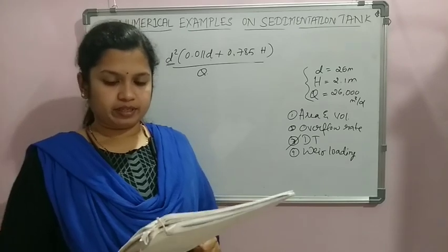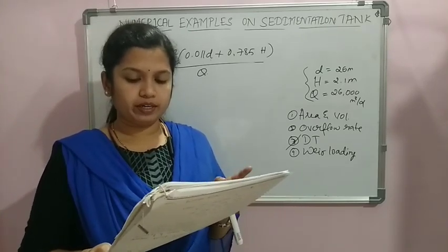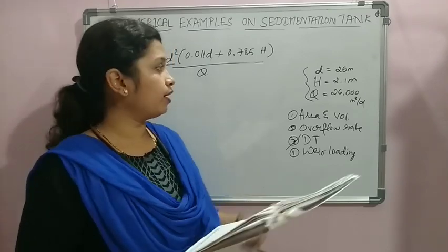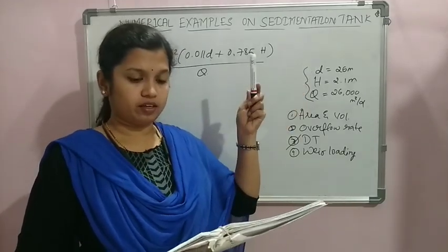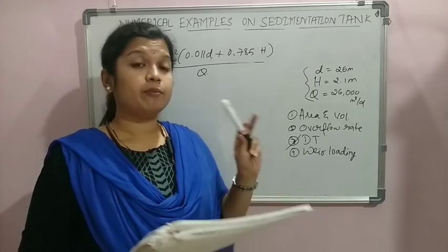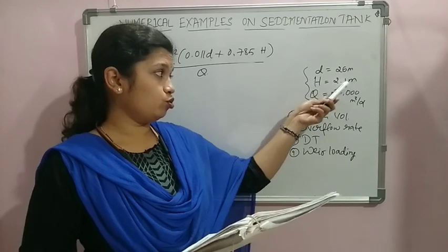Two primary settling basins are 26 meter in diameter with 2.1 meter side water depth. The same thing we have noted down here. The diameter given is 26 meter since they have given a circular sedimentation tank, but they are 2 in number. And side water depth H is given as 2.1 meter.